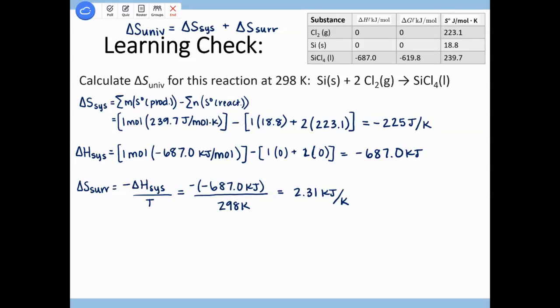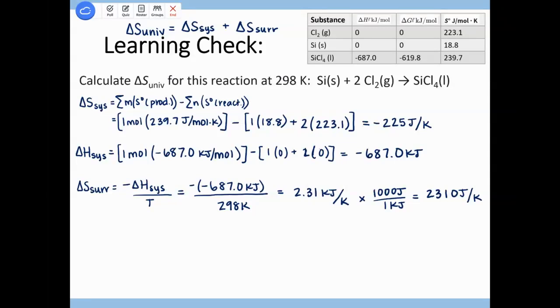You could convert joules to kilojoules and add them together if you're doing a multiple choice question and your options are in kilojoules. But we're converting kilojoules to joules. Okay, so let's do that first. 1,000 joules for every 1 kilojoule. So delta S of the surroundings is 2,310 joules per Kelvin.